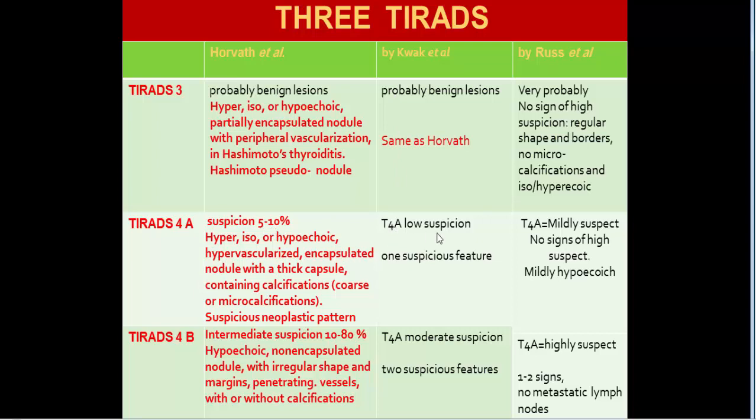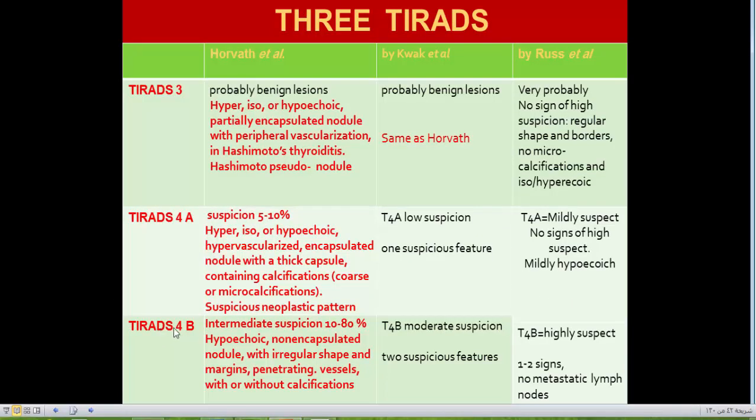TI-RADS 4A low suspicion by Kwak. TI-RADS 4A by Horvath: hyper-, iso-, or hypoechoic, hypervascularized encapsulated nodule with thick capsule containing calcification, coarse or microcalcification, suspicious neoplastic pattern. TI-RADS 4A low suspicion by Kwak, one suspicious feature only. TI-RADS 4A by Russ et al.: mildly suspect, no sign of high suspicion, mildly hypoechoic.